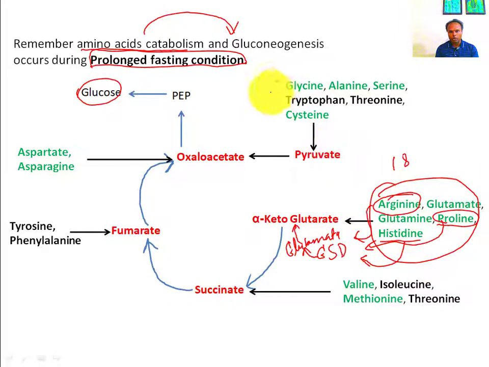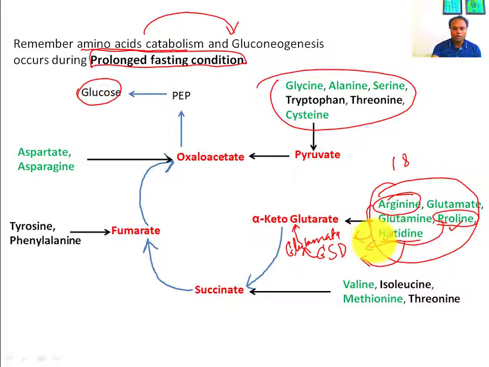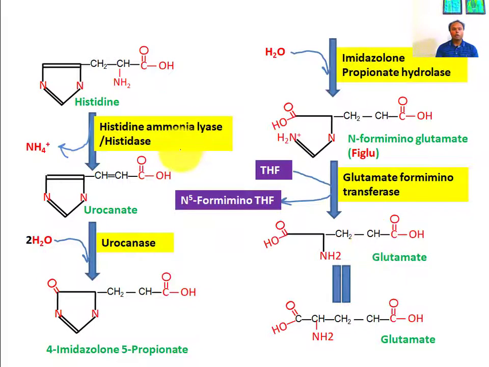We have already done videos on this. I have already done a video on proline, and I am doing a video on histidine now. So histidine joins the Krebs cycle as alpha ketoglutarate. Now let's talk about the catabolism of this histidine.